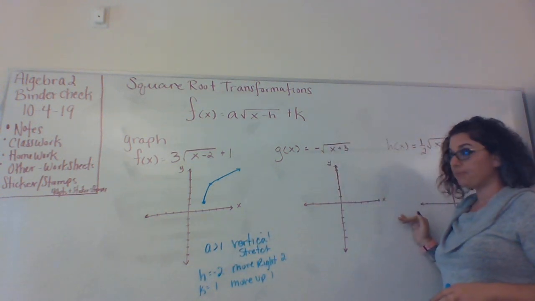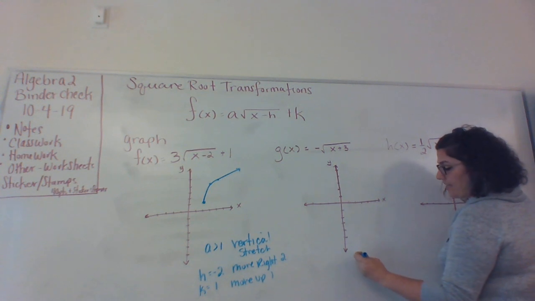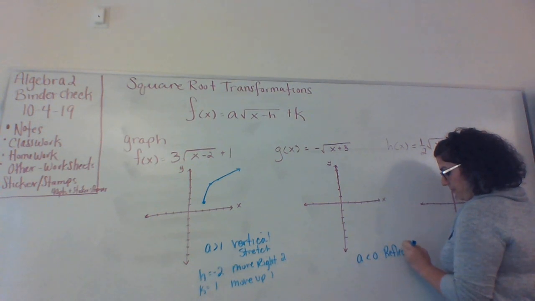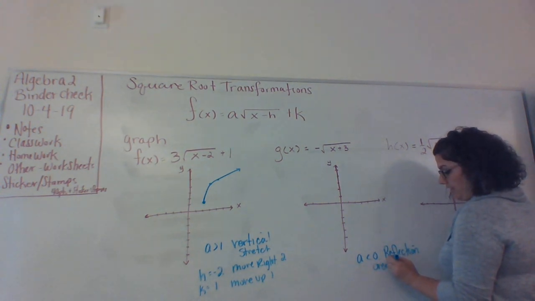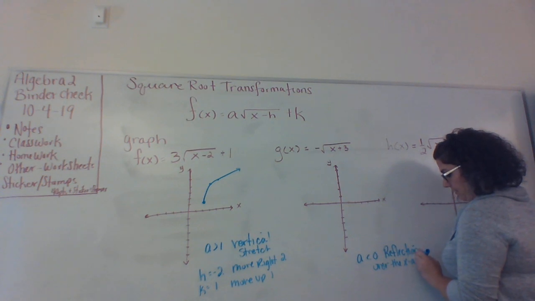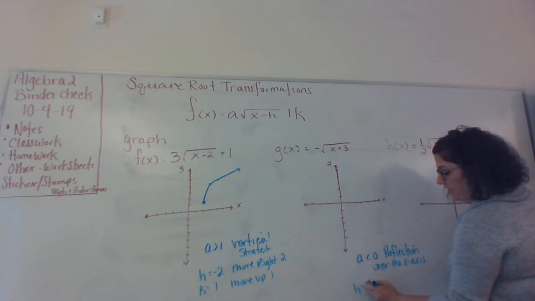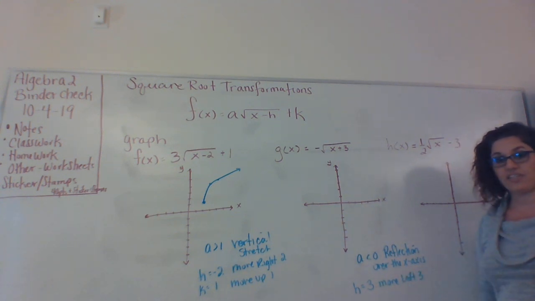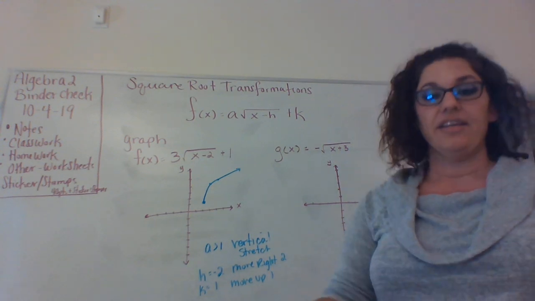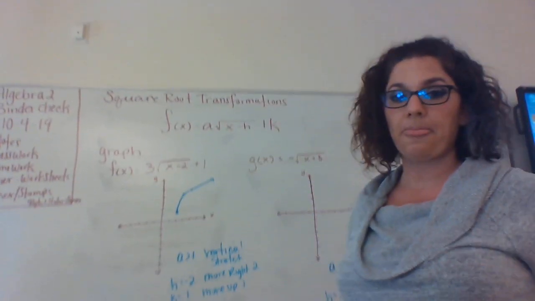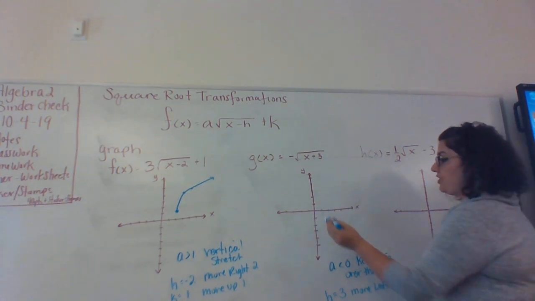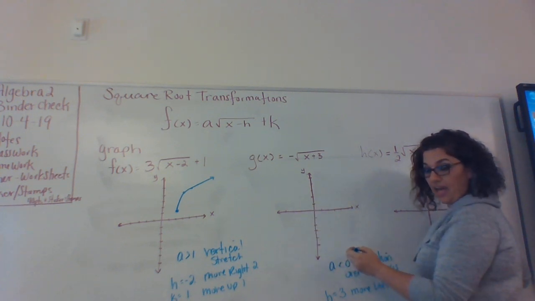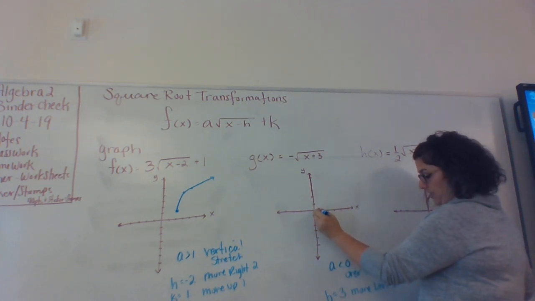Now moving over here, I now have the a being less than 0. That is my reflection over the x-axis. I have h as a positive 3, which means to move left 3. Don't forget those h's are the opposite of what you think they should be, okay? I'm going to move this over just a little bit so you can see it a little better. So I should have started at the origin and gone up, but then I reflected it over. So that means I'm going to go the other direction. I'm going to go here, and then it told me to go left 3.